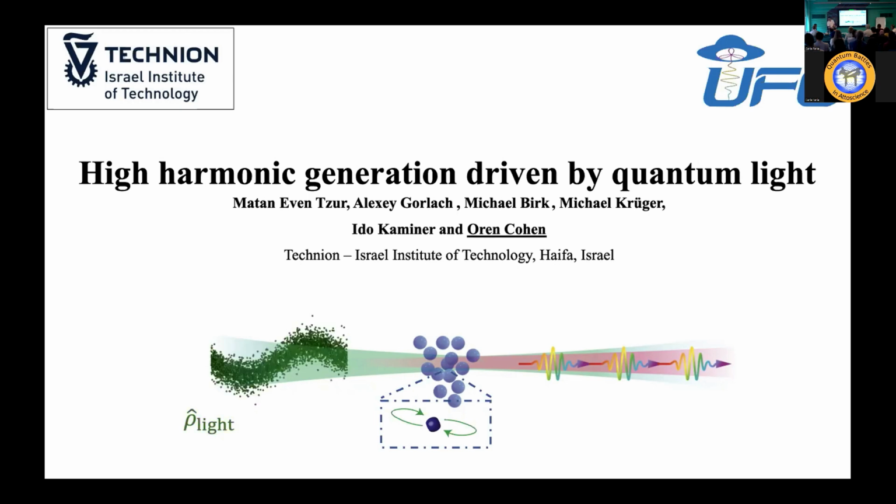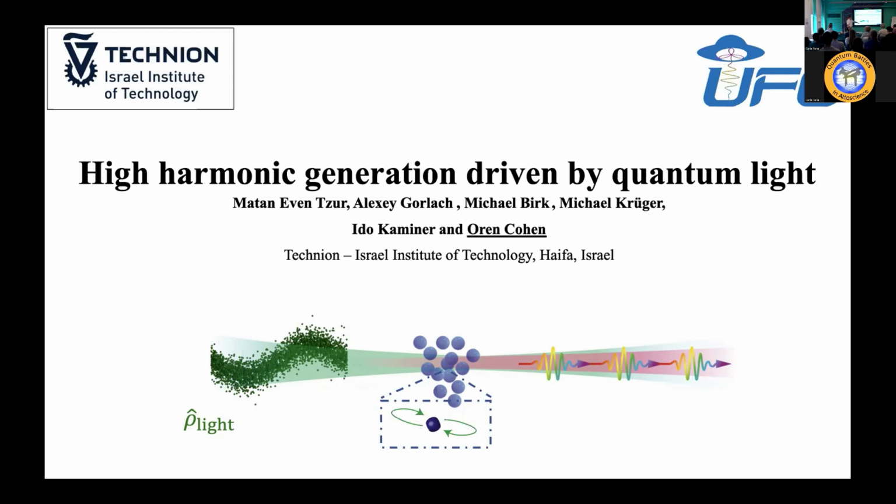Previously, we've been manipulating the process of high harmonic generation using multiple beams, as shown, for example, with the bicircular field to generate circularly polarized light and many other things. But now we want to add a new degree of freedom, and this is the quantum noise of the system. So we explore high harmonic generation driven by quantum light.